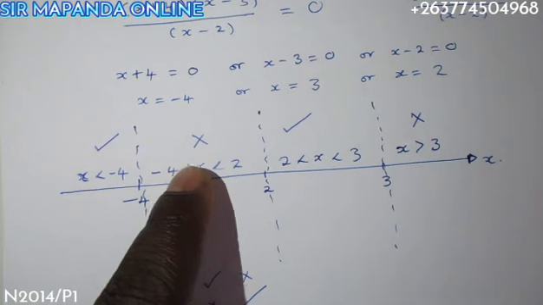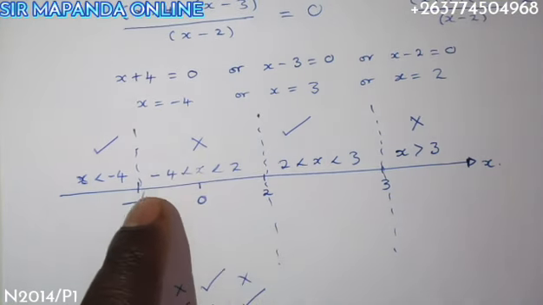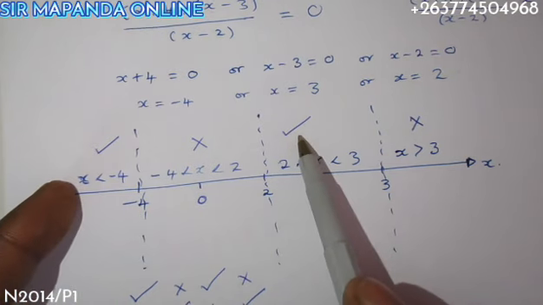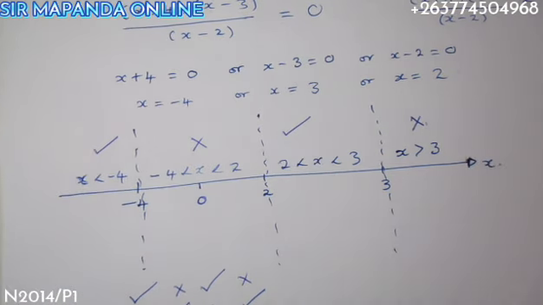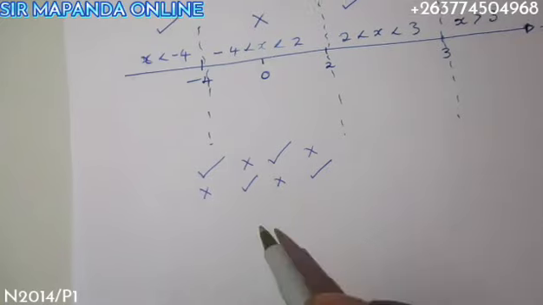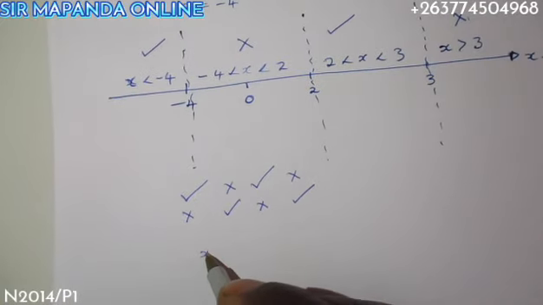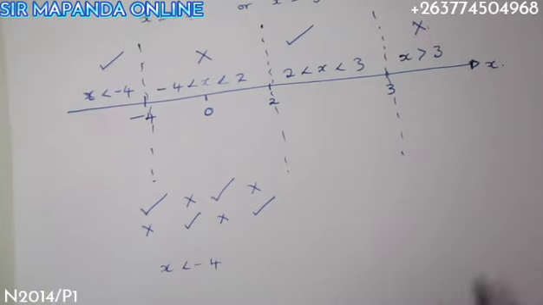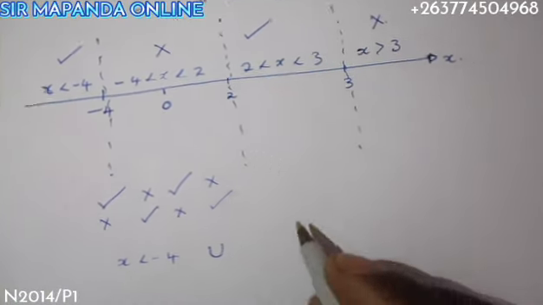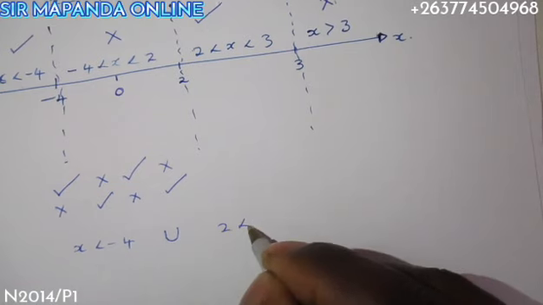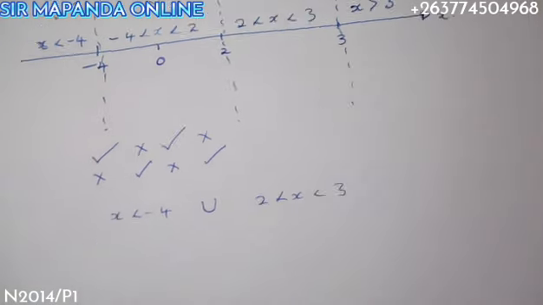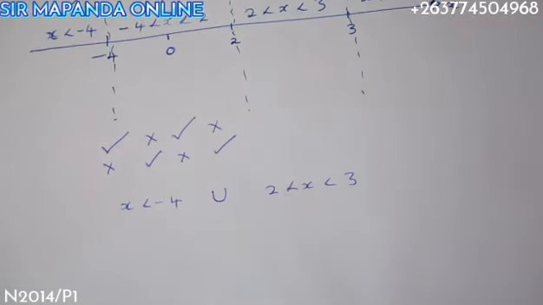So now that we rejected -4 less than x less than 2, it means we automatically accept the neighbors. Then you reject the last region. Right, so my answer is going to be presented in this way. X is less than -4, union 2 less than x less than 3. And this is your final result. This is how you work it out.